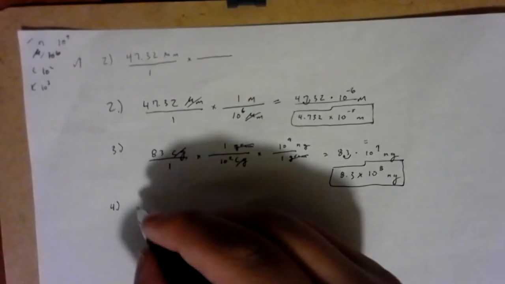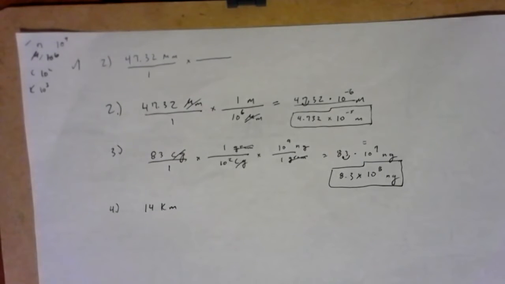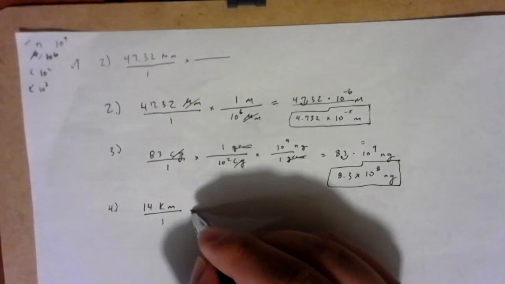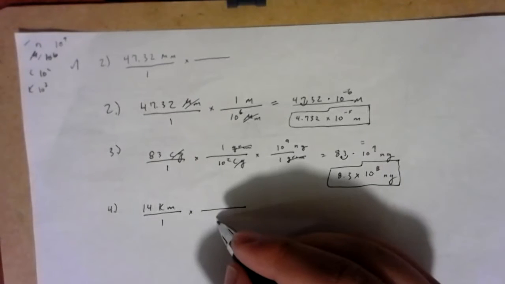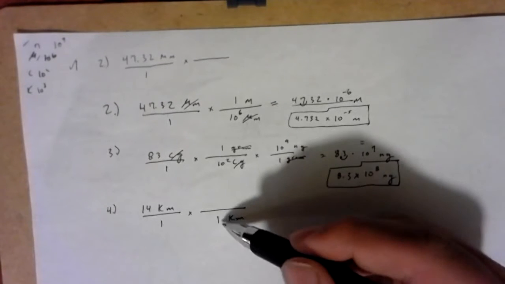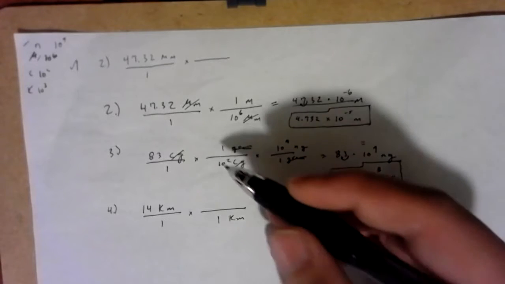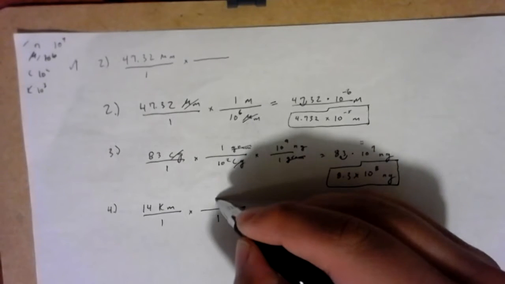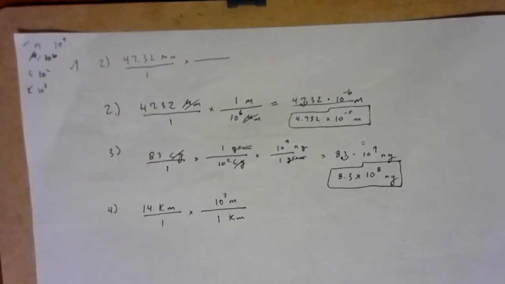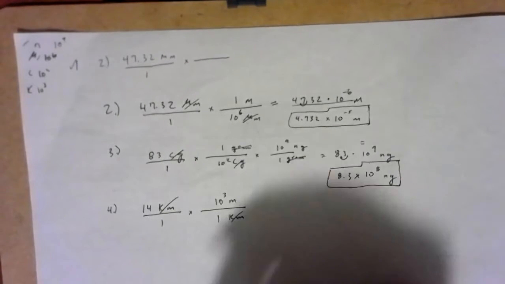And that one has 14 kilometers, and we want to convert to millimeters. So again, 14 over 1 times, we want kilometers in the denominator, so I'm going to put here 1 kilometer. And again, what I'm trying to write here is the conversion factor. So we know, you can go to your blue chart, 1 kilometer is basically 10 cubed meters, 1,000 meters, right? 10 cubed is 10 times 10 times 10. And then we can cancel out our units here.